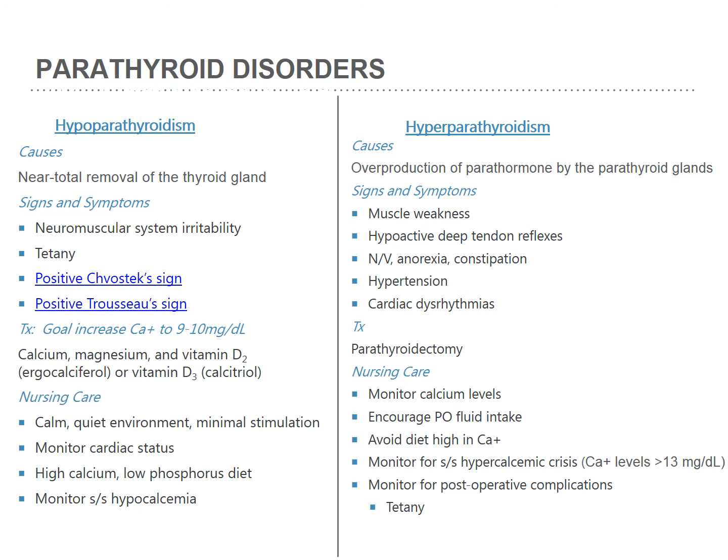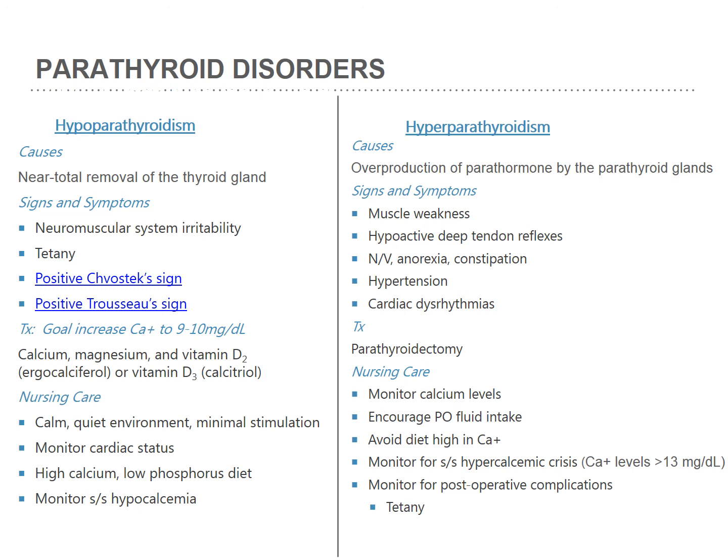So nursing care would be a calm, quiet environment with minimal stimulation, and that's because of the neuromuscular system irritability. Monitor their cardiac status, so you want to have them on telemetry, on a cardiac monitor, for their risk of dysrhythmias with abnormal calcium levels.